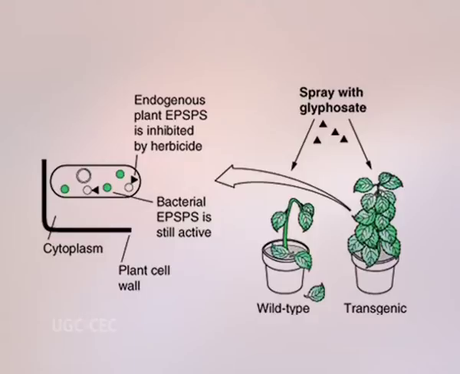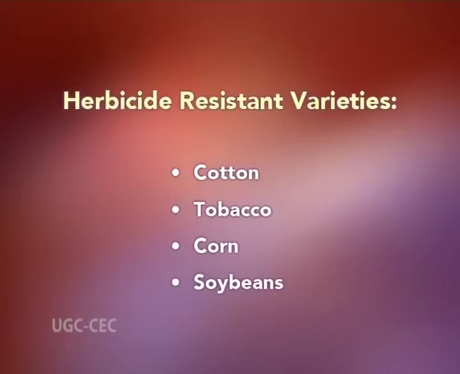Transgenic crops resistant to the herbicide were obtained by cloning the genes isolated from Salmonella for detoxification of glyphosate and introduced into plant cells using the Ti plasmid. Plants regenerated from the recombinant cells were resistant to the herbicide. Herbicide resistant varieties of cotton, tobacco, corn, soybeans, etc. have been developed by this method.